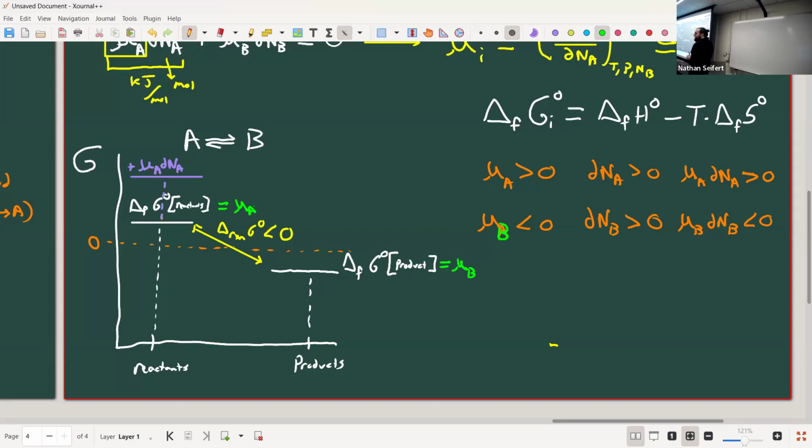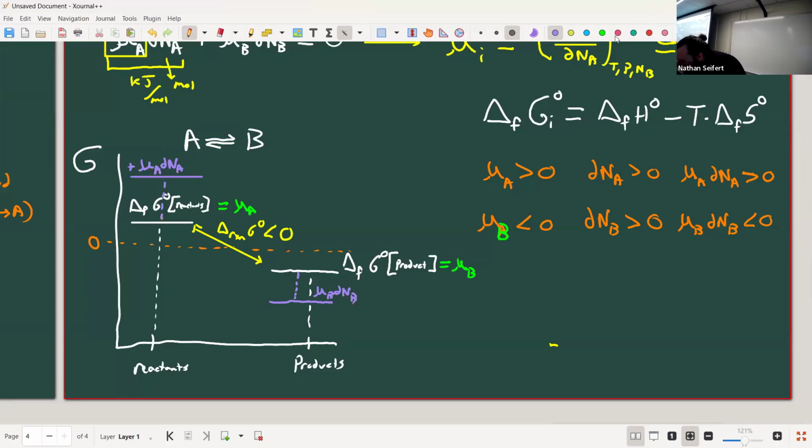Right? And we know that this product has to be negative because this one's positive. Remember, they're equal and opposite. And the only way to make this negative is if the number of moles of your products increase. So what happens is that the energy of this decreases by mu B dn B, right?